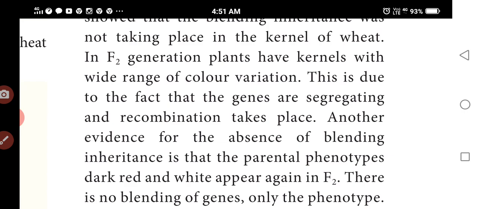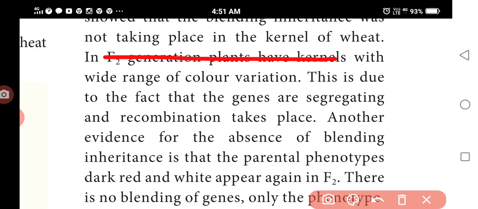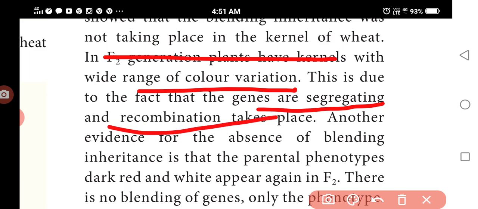So blending does not take place in the kernel of wheat. In the F1 and F2 generations, the color will vary in range. The genes segregate and recombination takes place. Recombination means red, dark, medium, and light colors. That is another evidence for the absence of blending.